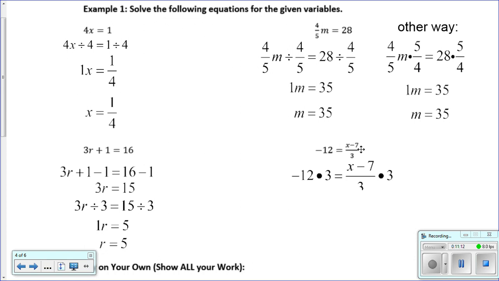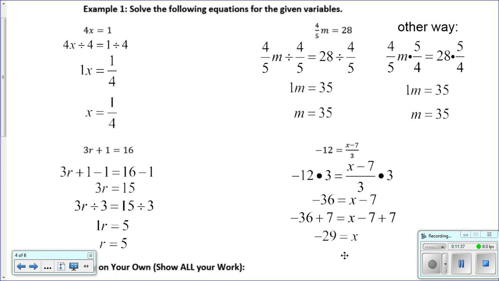Oh, I'm sorry, not divide. We already are dividing. Multiply everything by 3. When you divide this group by 3 and multiply it by 3, they cancel out. So here we get negative 36. And over here, oh, I skipped a step, sorry. We get x minus 7. Now we can undo this minus 7 by adding 7 to both sides. So we get x equals negative 29.